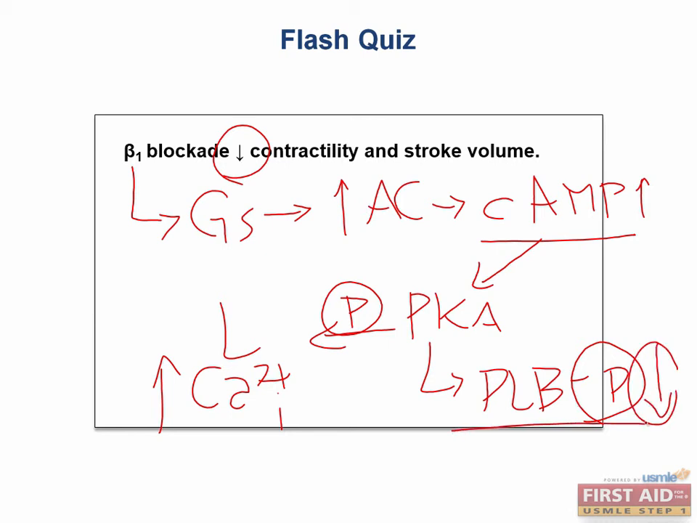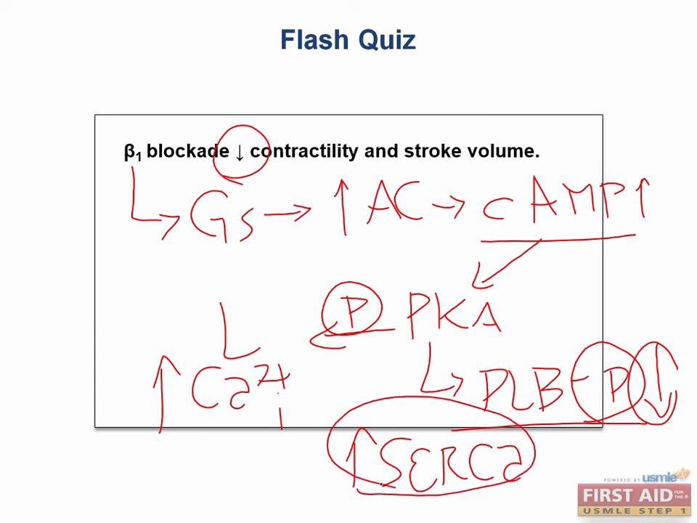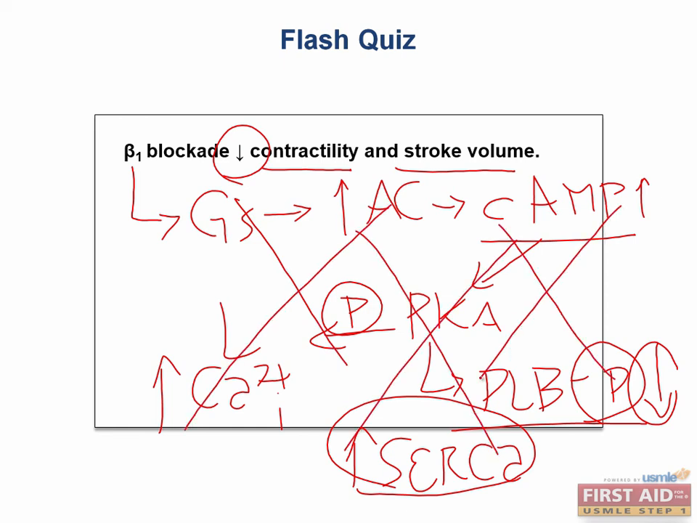So this decreased phospholamban activity means that we have increased sarcoendoplasmic reticulum calcium ATPase activity, so we increase the amount of calcium that we can store in our sarcoplasmic reticulum for future contractions. This means future increase in contractility and stroke volume. So we're blocking this entire pathway with beta blockers. Therefore, we're going to counteract this and have a decreased contractility and decreased stroke volume.